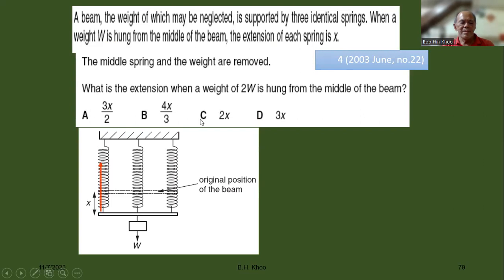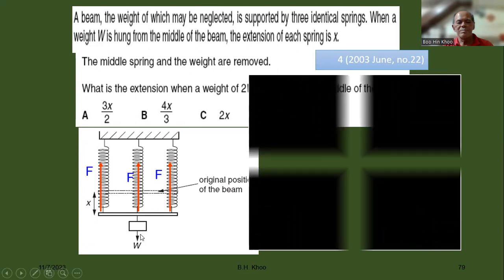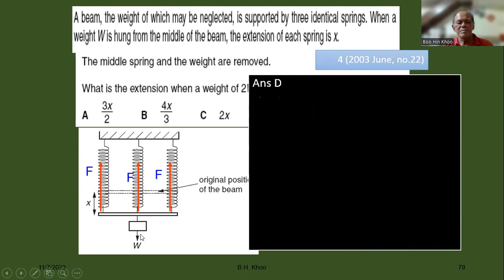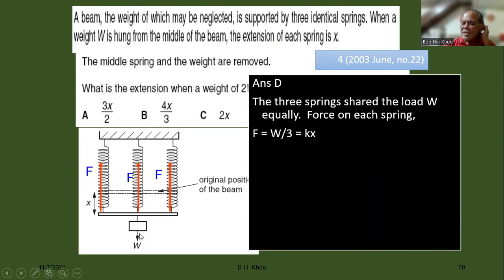Okay. Look at the forces acting on the beam. Right. All of them are the same. So it's F plus F plus F equals W. Three springs share the load equally, so the force F on the spring, or the tension in the spring, is just W divided by 3. And that is equal to Kx, right? For each of the springs.